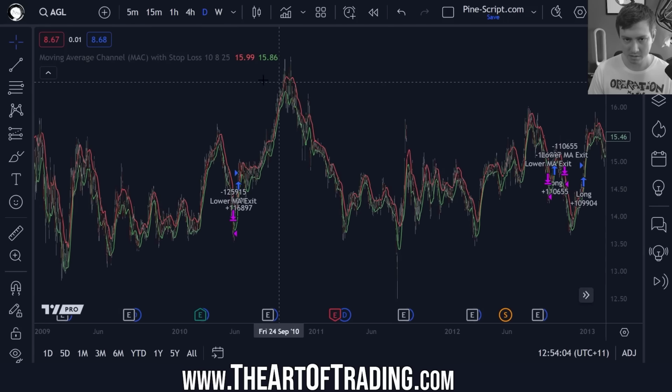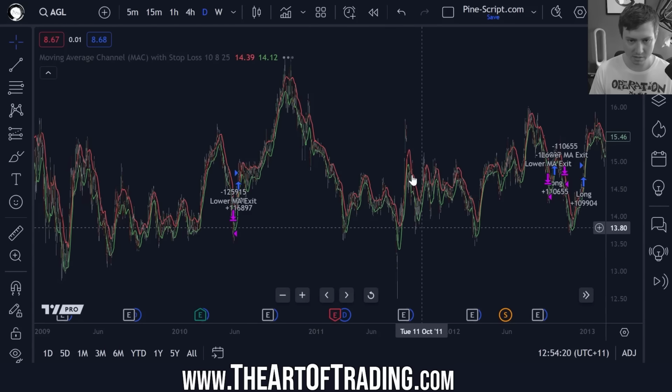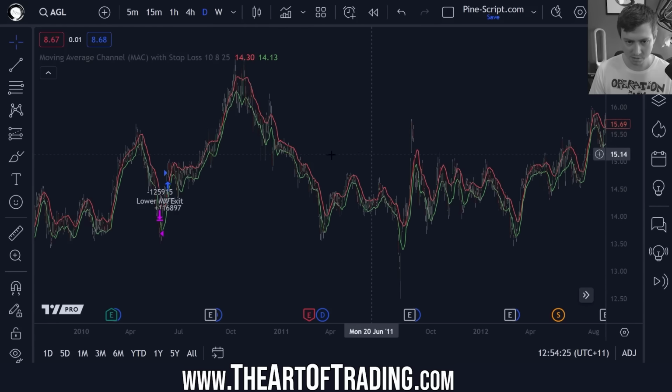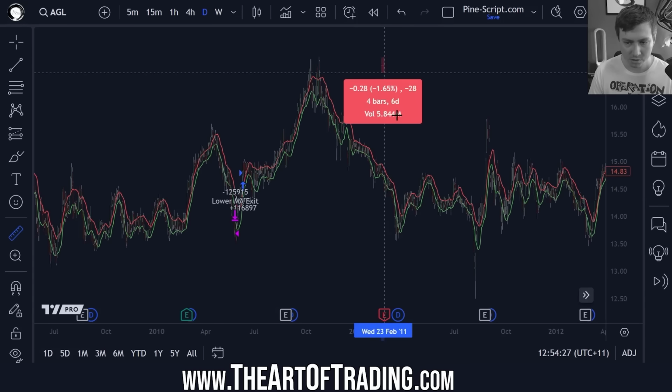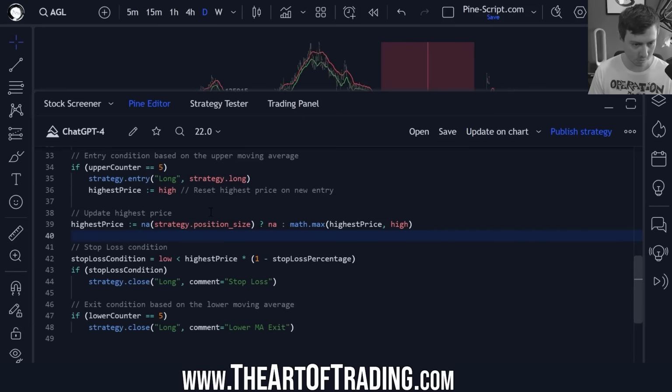Now it still didn't exit this trade for some reason, because the close has to be below the, let's change this to low and save the code. See if this exits the trade down here. It should do, and it doesn't. Okay, interesting. It should have exited the trade somewhere around here. So something's wrong with this code.